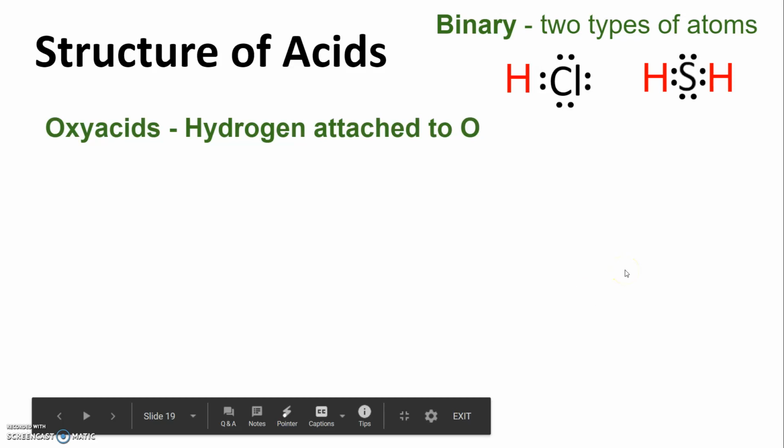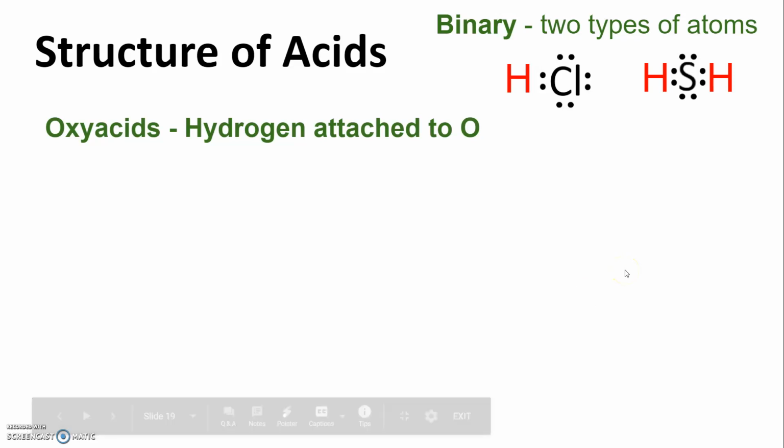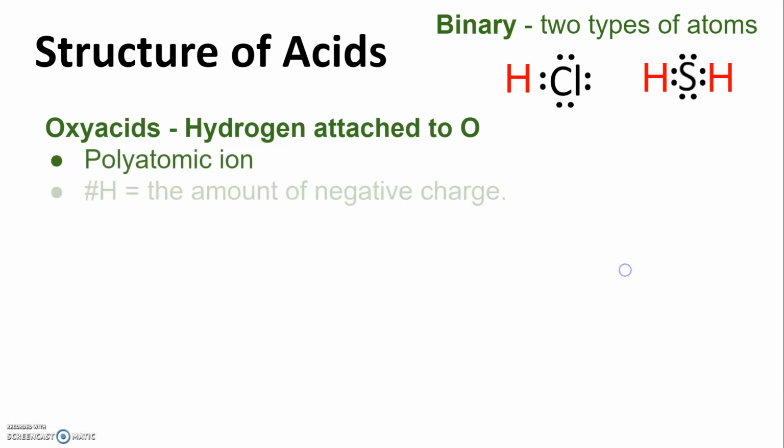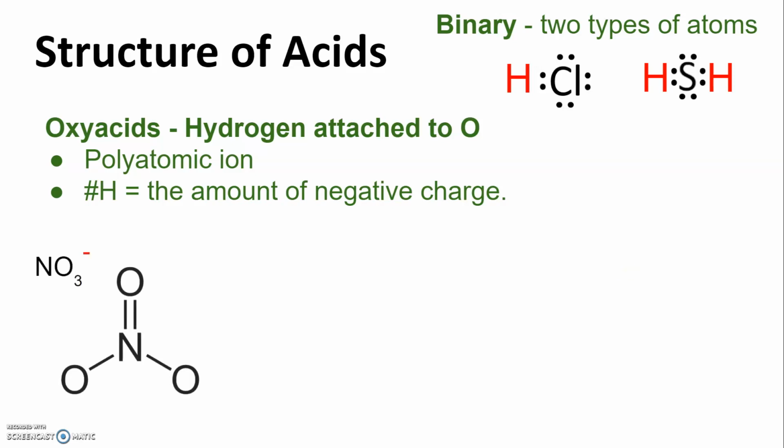On the other hand, for oxyacids, the hydrogens are attached to an oxygen in a polyatomic ion. And it's important to know in this case that the number of hydrogens is equal to the amount of negative charge in the polyatomic ion. So let's take a look at an example of that. Here's nitrate. It's a polyatomic ion. It has a -1 charge. So how many hydrogens do you think the acid form of nitrate will have? 1, because if the anion had a -1 charge, the acid would have 1 acidic proton, 1 H+.